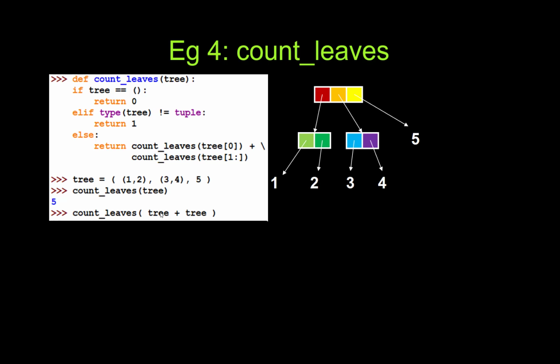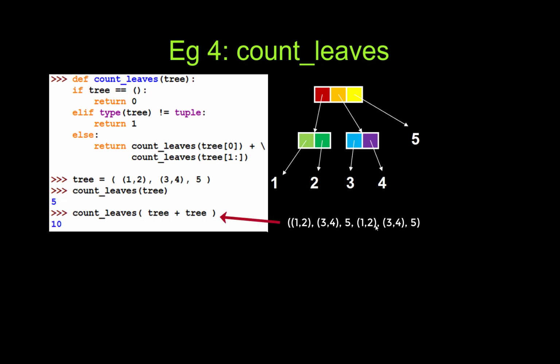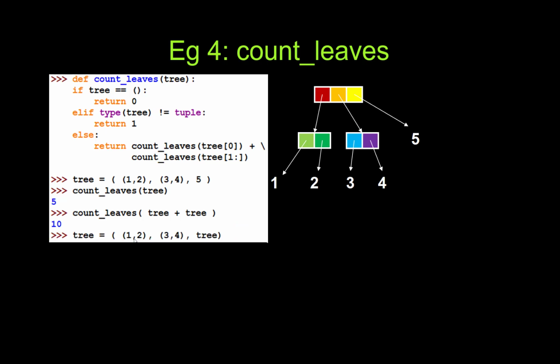If you count leaves of tree plus tree, what is 3 plus 3? So this is a tree concatenated with a tree. So this combined tree has 6 children. You get 10 leaves.